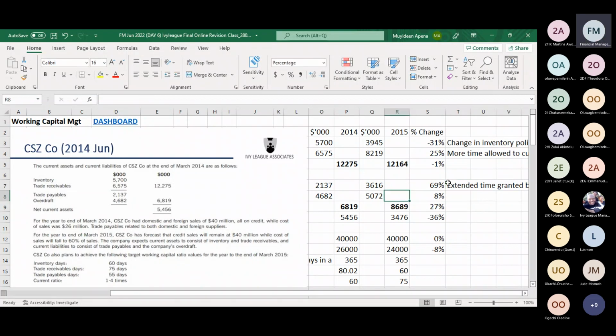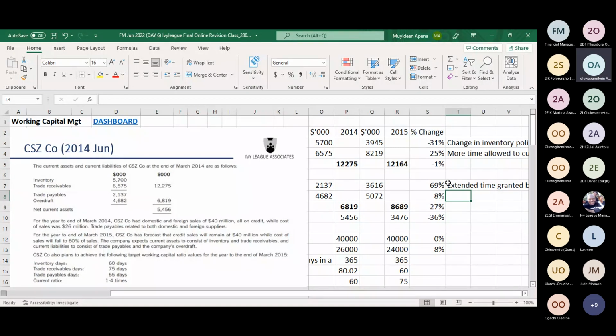Okay. So then overdrafts. What happened to it? An increase in overdraft. This is due to the extended time given to the creditors. Which one is that? For the overdraft, he's saying that the overdraft increased as a result of extended time given to creditors. So they need cash to finance the business. So that's why the overdraft has increased. Do you think so?